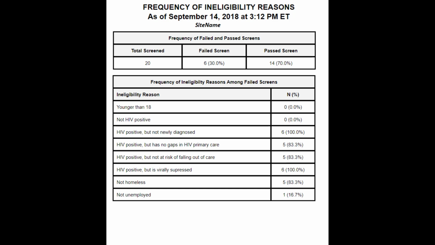The frequency of ineligibility reasons report shows a summary of information from the screening form, showing how many people have been screened at your site, how many had eligible screens, and how many had ineligible screens. And among those that were ineligible, we show the breakdown of reasons.